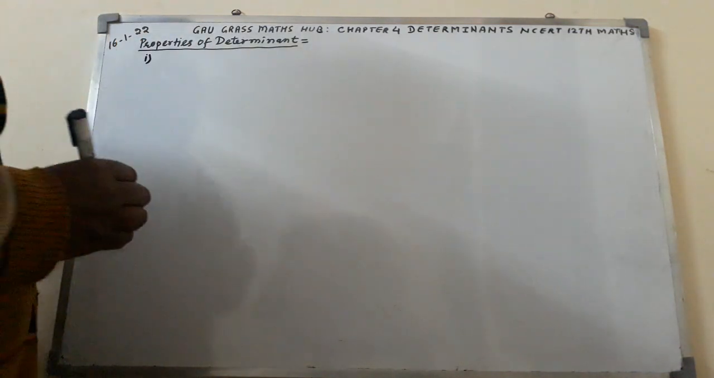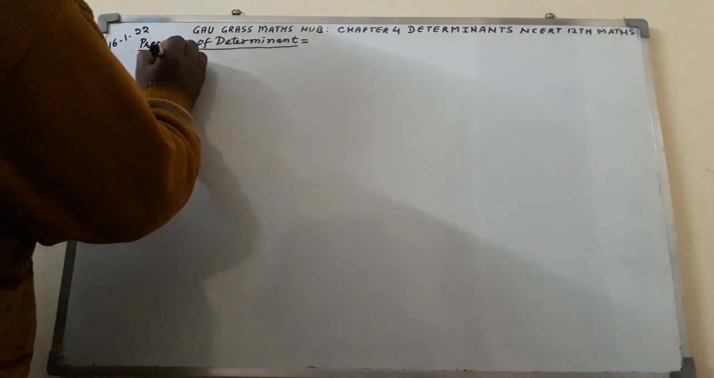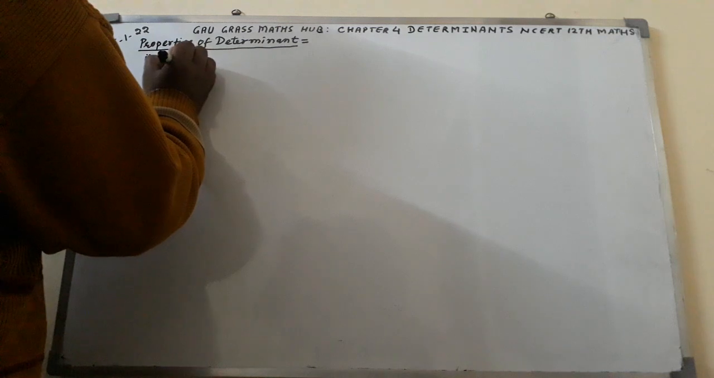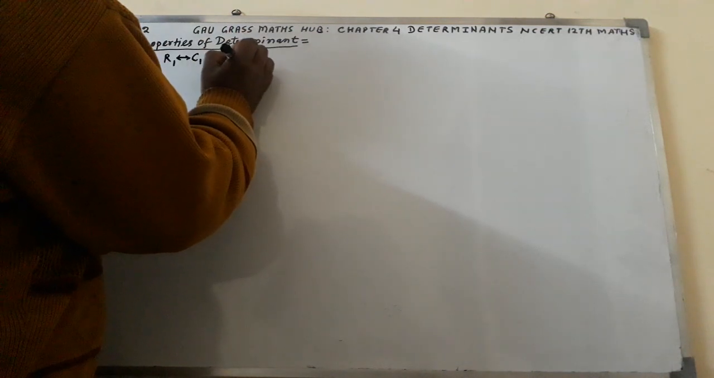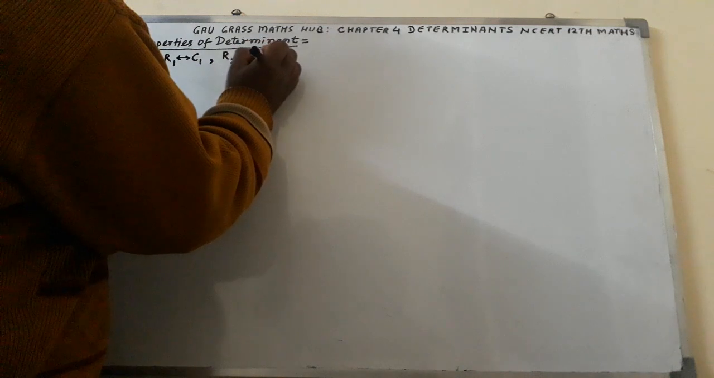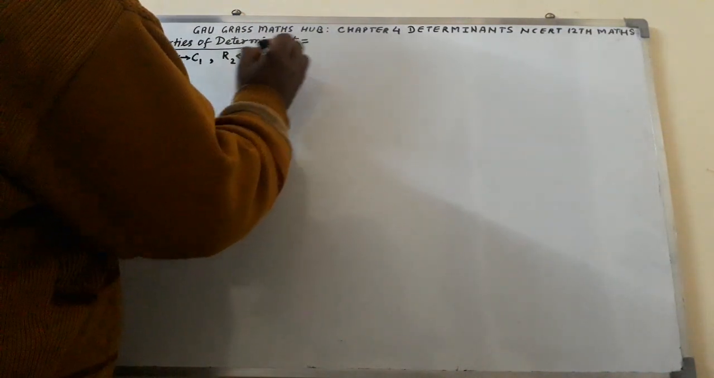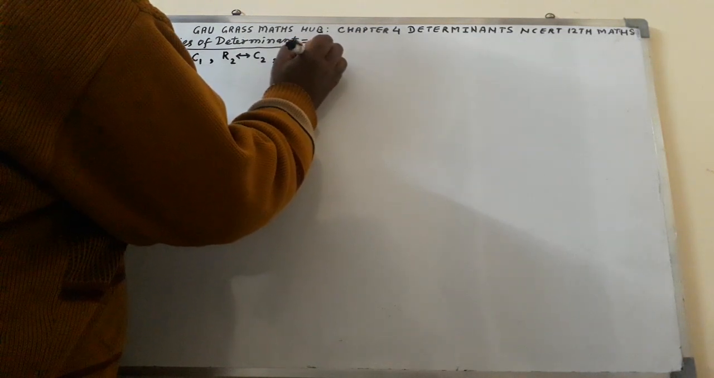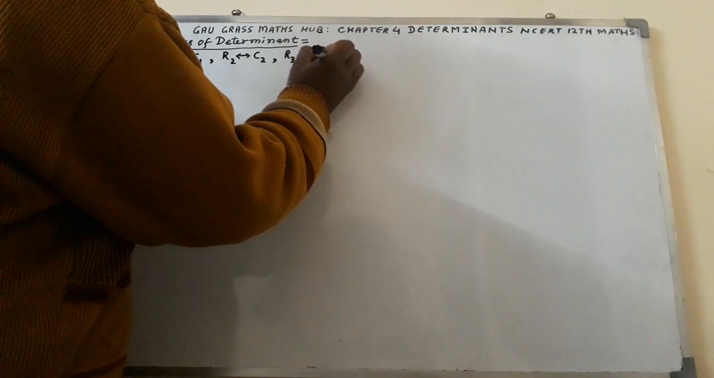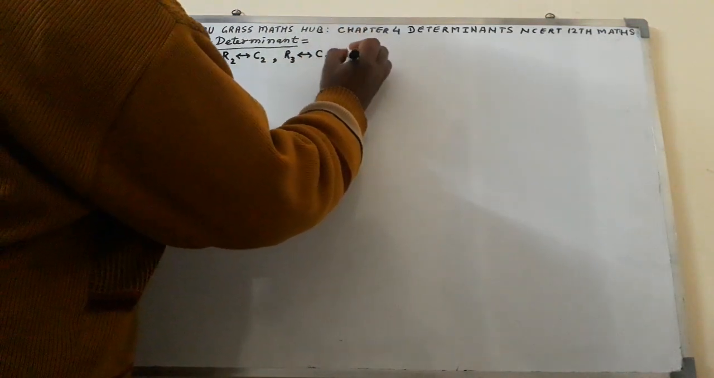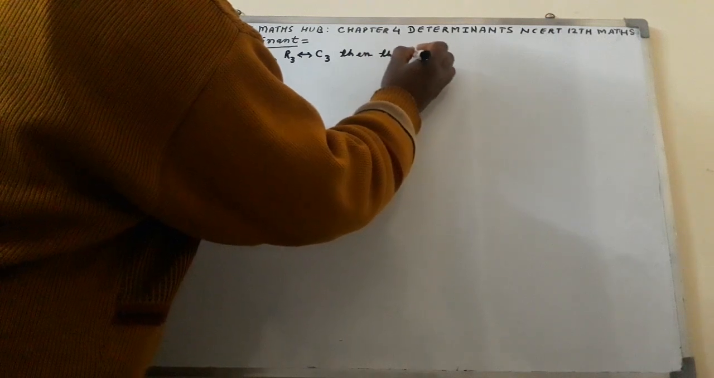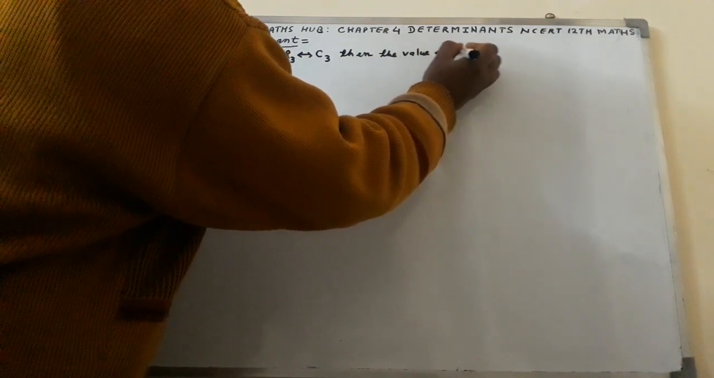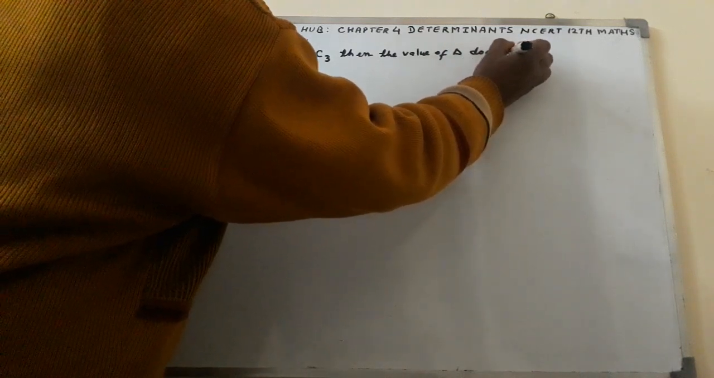Property number 1: if R1 interchanges with C1, R2 interchanges with C2, and R3 interchanges with C3, then the value of the determinant does not change.